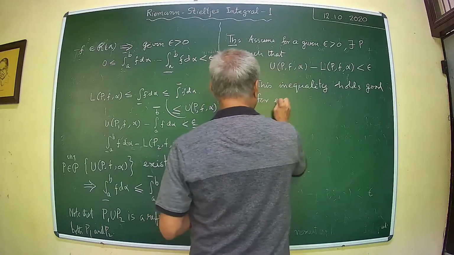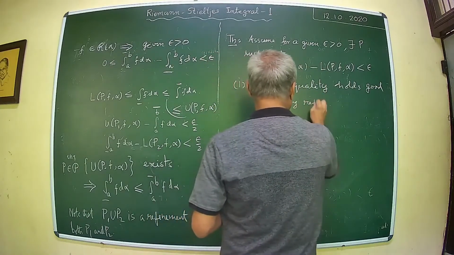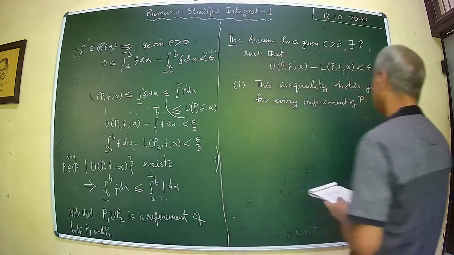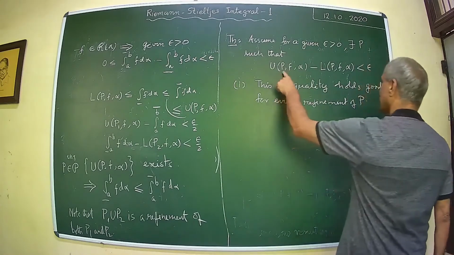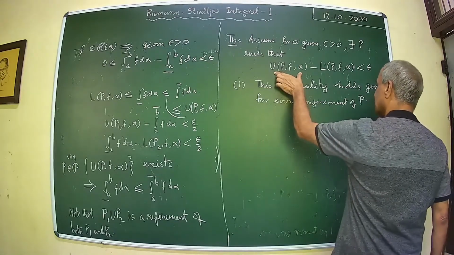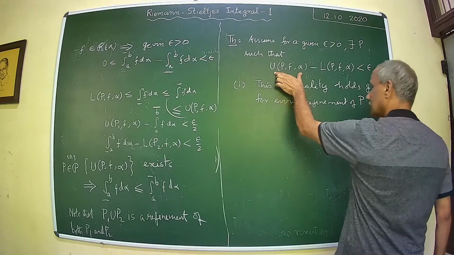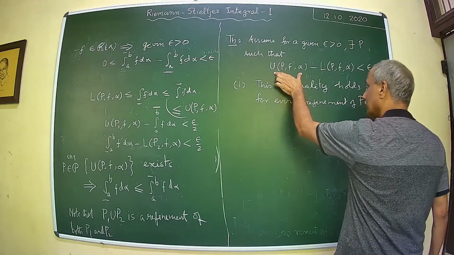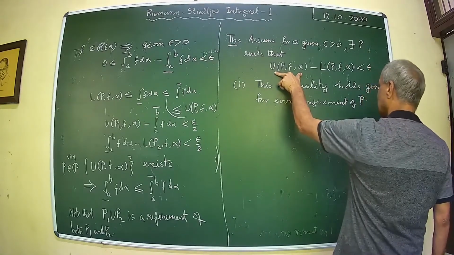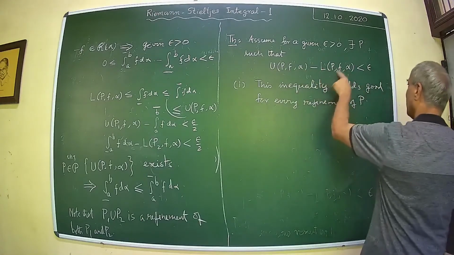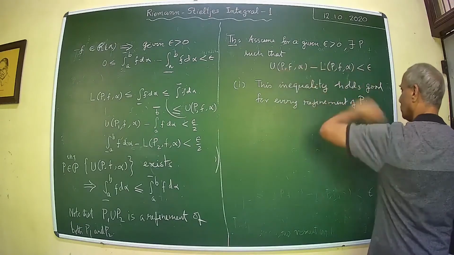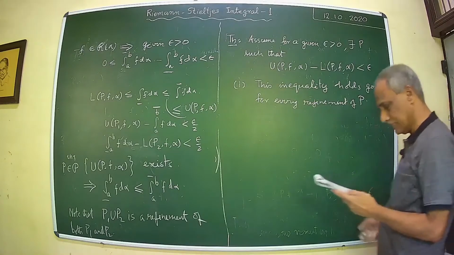So the first thing that you can prove easily is that this inequality holds good for every refinement of P. That's so obvious. If P1 is a refinement of P, then you see that U(P,f,alpha) is greater than or equal to U(P1,f,alpha). Similarly, L(P,f,alpha) is less than or equal to L(P1,f,alpha). So use that and then you get this. That's quite easy to prove.